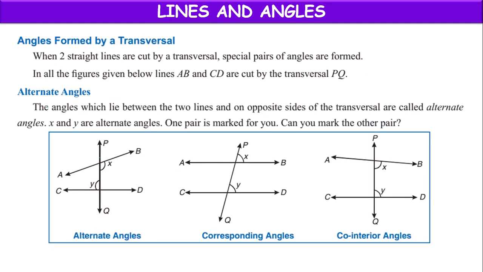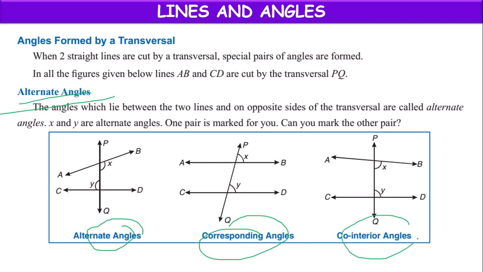So here we have three types: alternate angles, corresponding angles, co-interior angles. These three are the special pairs of angles based on the concept of transversal. Alternate means they lie on opposite sides of the transversal. Corresponding means they lie on the same side of the transversal, either above or below the transversal. Co-interior means they lie in the interior part of the transversal, on the same side.